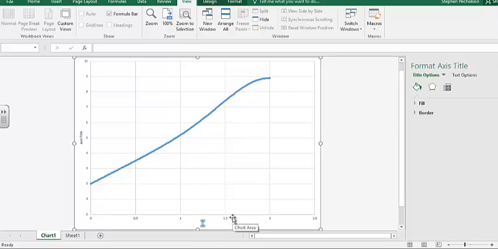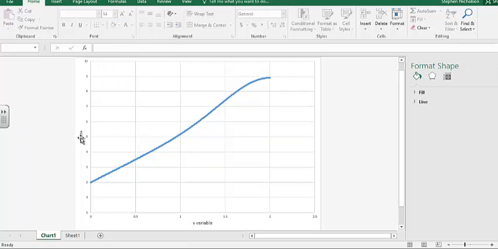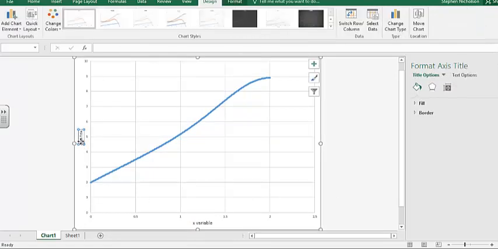So this is X variable, and if we go to home and font, we should be able to increase the font. So I think you've got to highlight what you want to do, so we can change that to a bigger thing. Okay, so there's your X variable. Then you go over to the Y-axis title, and I think you can make some modifications in there.